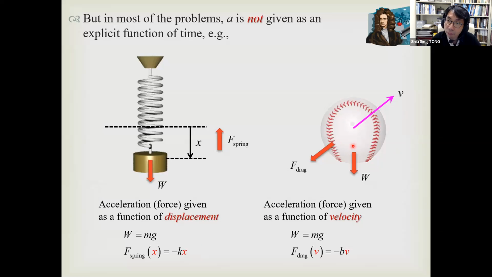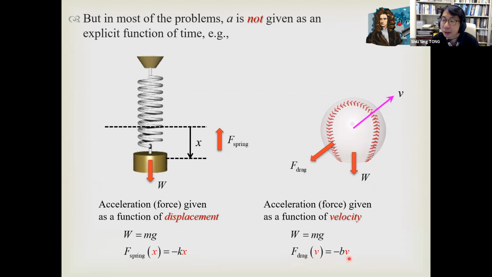Now for a ball moving in air, for example, a baseball moving in air, it might be subject to air resistance. I call this a drag force. I denote it by F drag. The weight is there, again simple, but the drag force is difficult. The drag force may be proportional to the velocity or some power of the velocity.